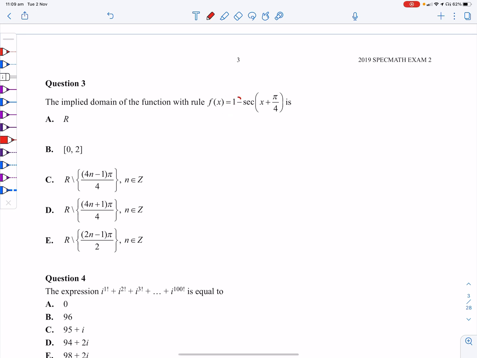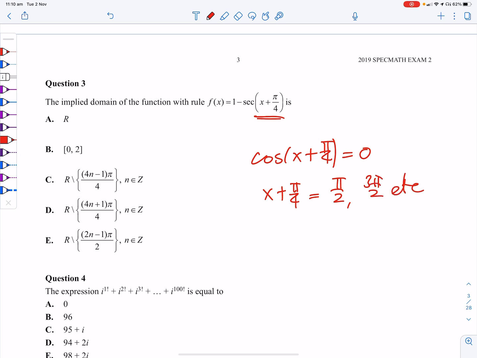Okay, implied domain of a sec graph. That's just going to translate it up. That's going to reflect it. So it's not going to change the domain. We know a sec graph has asymptotes when cos of x plus pi on 4 is equal to 0, because when you divide by 0, it's undefined. So we would get x plus pi on 4 is equal to pi on 2, 3 pi on 2, etc.